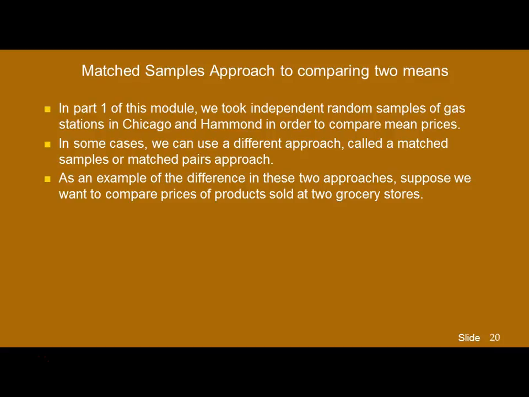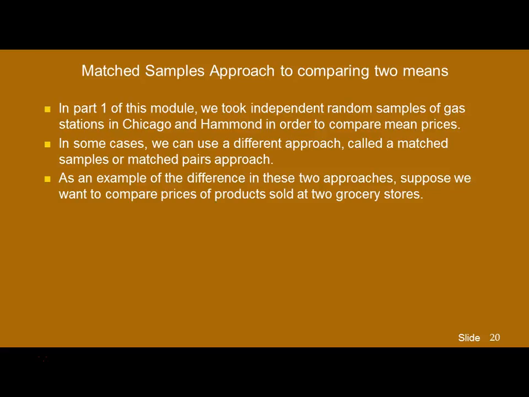In the first part of this module, we took independent random samples of gas prices as our example in Chicago and Hammond in order to compare their means. There's a different approach that can sometimes be used, called a matched samples or matched pairs approach. Probably the easiest way to explain the matched pairs approach is to just use an example.